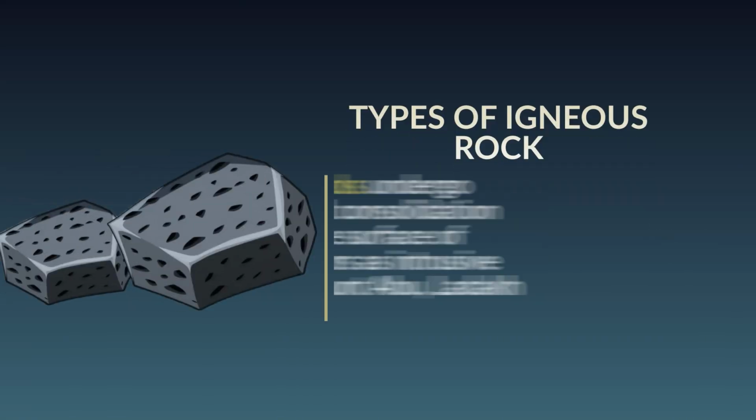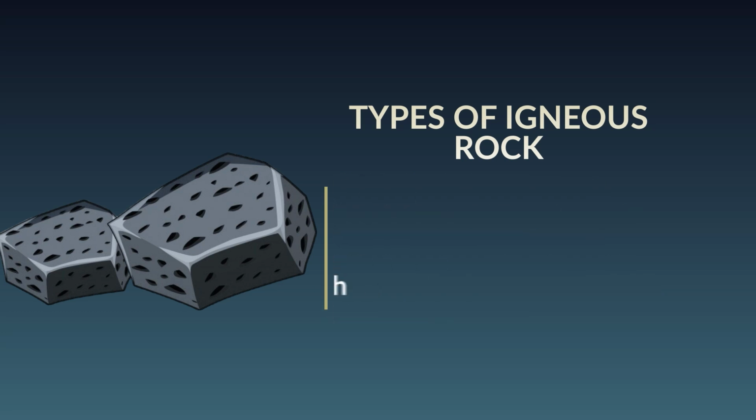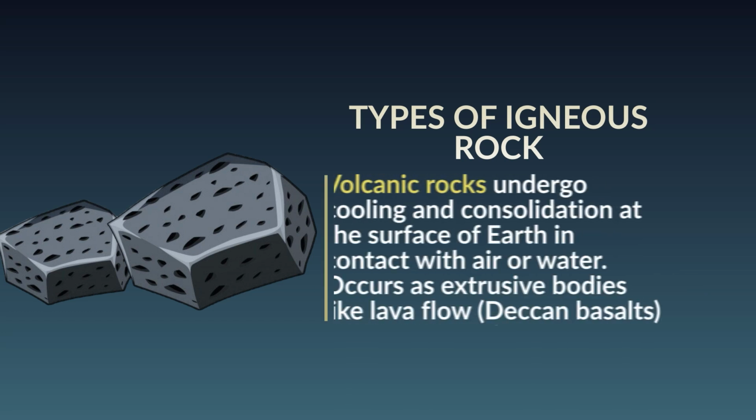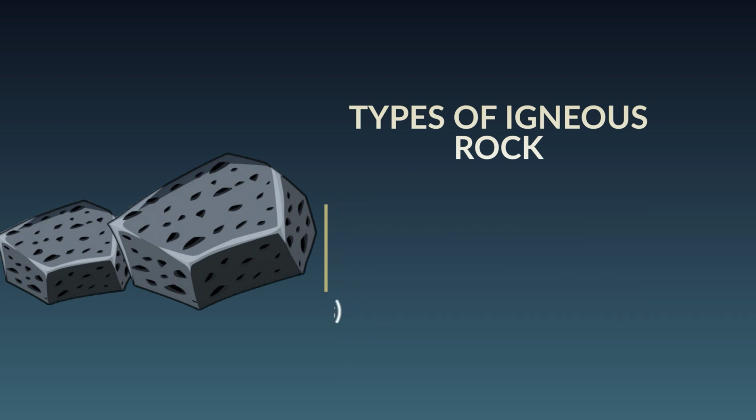And the plutonic rocks, as the term says, undergo cooling and consolidation beneath the surface of the earth and occur as intrusive bodies. For example, Mount Abu and the Ladakh batholith are all plutonic rocks. Volcanic rocks undergo cooling and consolidation at the surface of the earth, coming in contact either with air or water, and they are like lava flows. Examples are the famous Deccan basalts or Malani rhyolites.